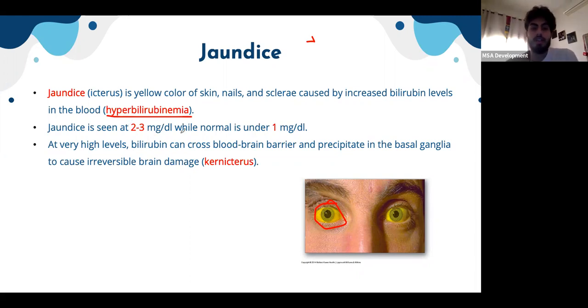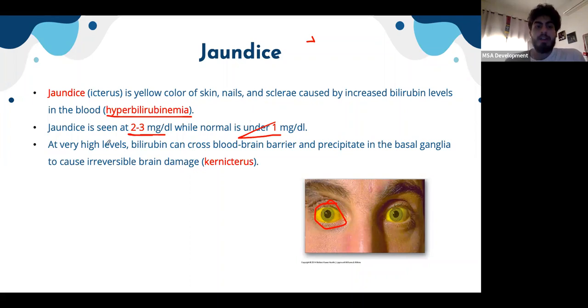So jaundice is seen at 2 to 3 milligrams, while the normal is only 1. So when it's 2 or 3, that's when we see jaundice. We start seeing yellow tips of the fingers, yellow around the sclera, or yellow skin usually in severe jaundice, but yeah, it happens in hyperbilirubinemia.